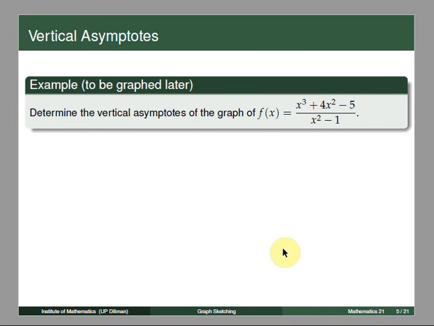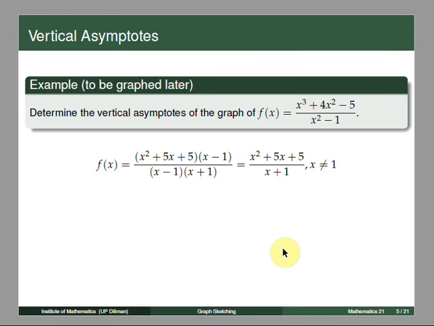We want to know the vertical asymptotes of the function x cubed plus 4x squared minus 5 all over x squared minus 1. First, we simplify. Actually, the numerator can be factored as x squared plus 5x plus 5 times x minus 1, while the denominator is a difference of two squares, x minus 1 times x plus 1. Hence, this f of x can be simplified as x squared plus 5x plus 5 all over x plus 1 whenever x is not equal to 1.